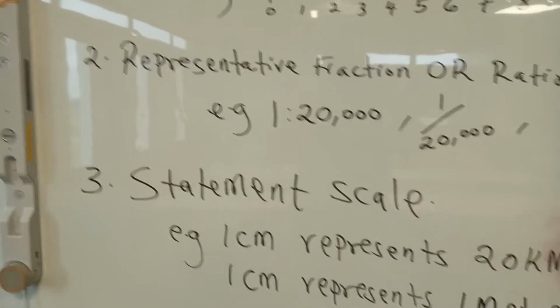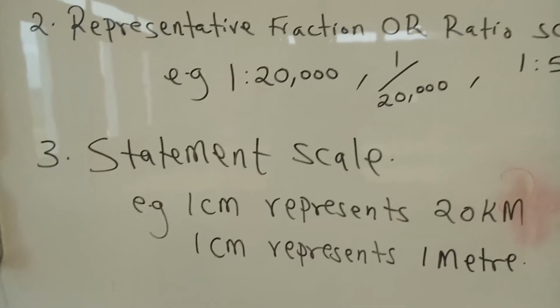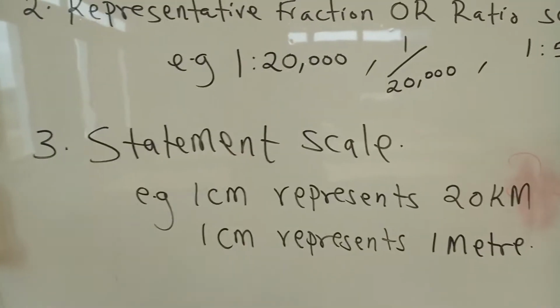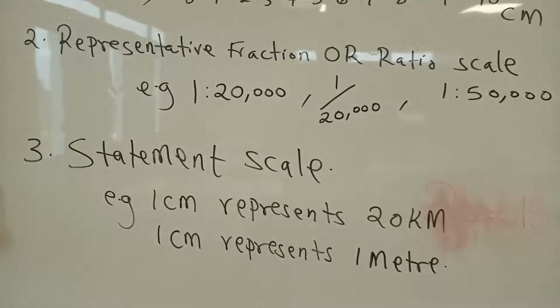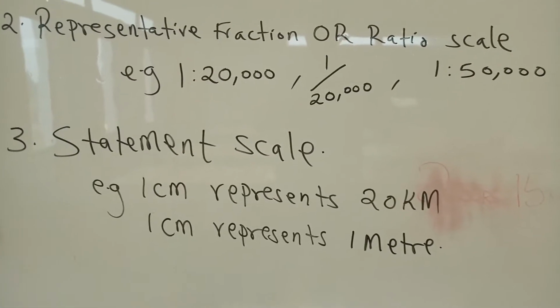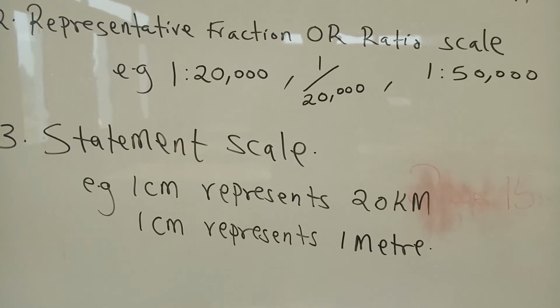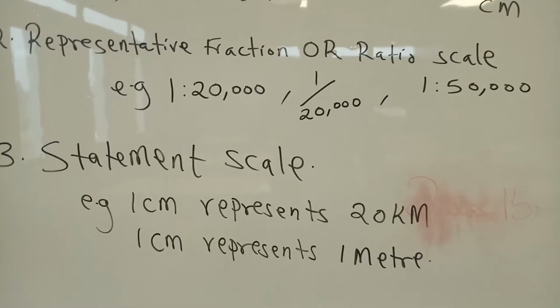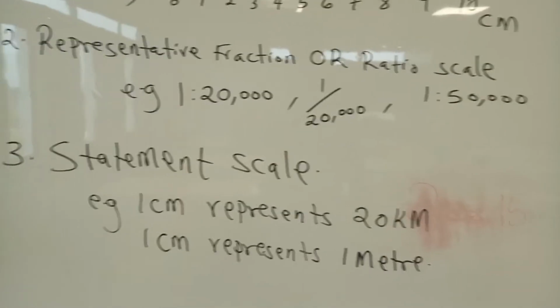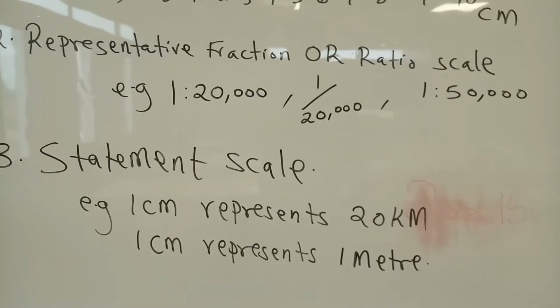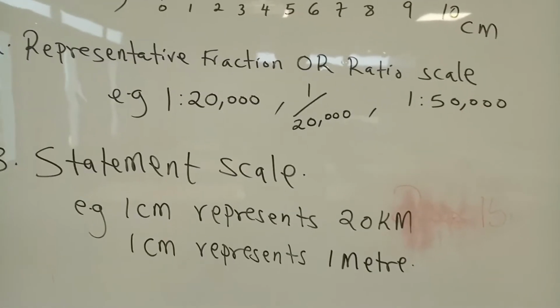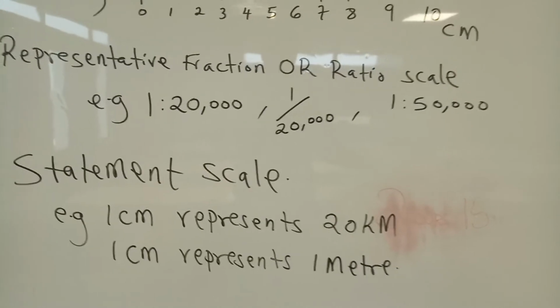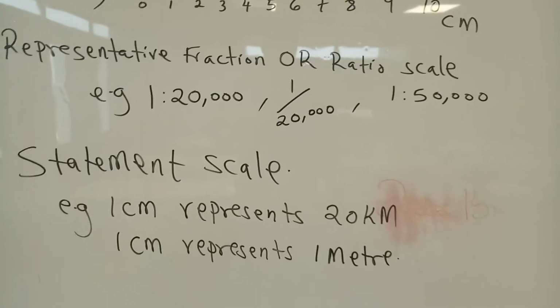Then finally, under types of scales, we have the statement scale. Now, under statement scale, you realize that the scale is given in a statement form. A good example, 1 centimeter represents 20 kilometers. That's a statement. We also have 1 centimeter represents 1 meter. So you can just say 1 centimeter on the piece of paper represents 20 kilometers on the actual ground.